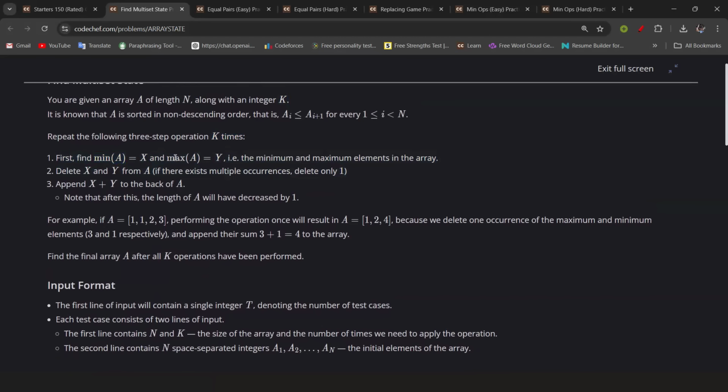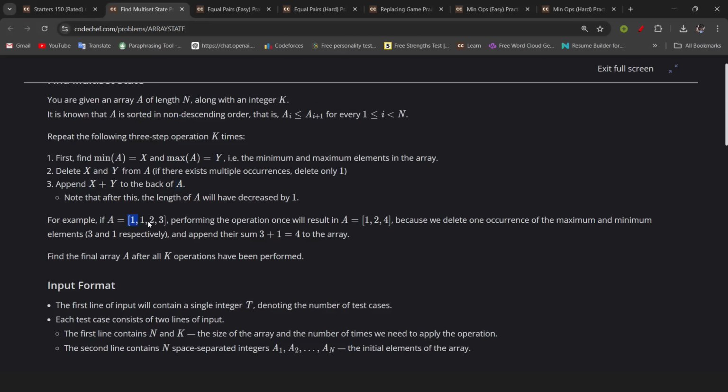Let's say it is x. The maximum element of array a, let's say it is y, the minimum maximum, then delete x and y from A. If there are multiple occurrences, delete only one occurrence of x and y, and then append the x plus y, the sum of x and y, to the back of A. So note that after this, the length of A will have decreased by 1.